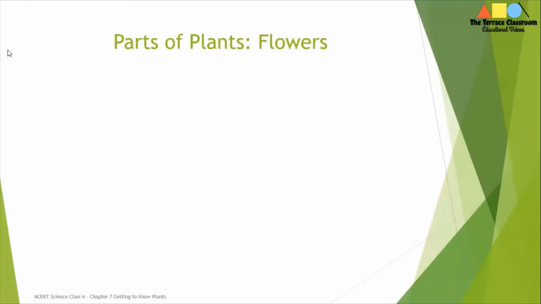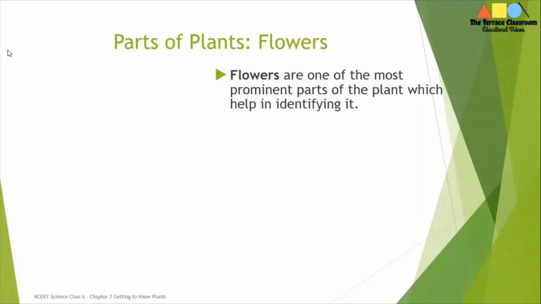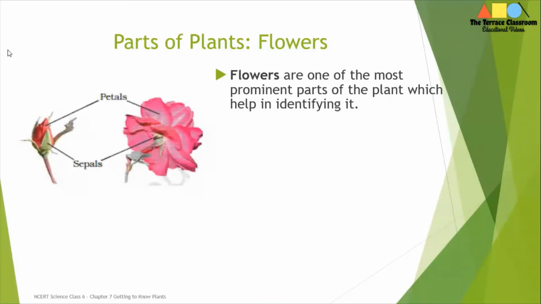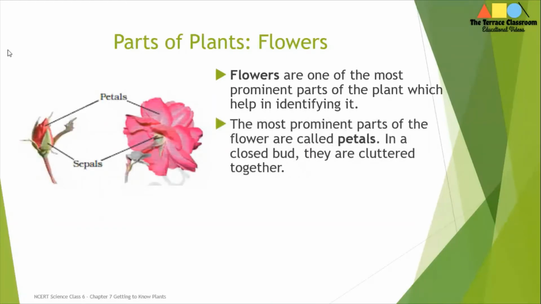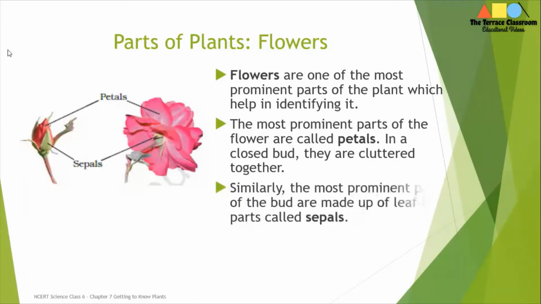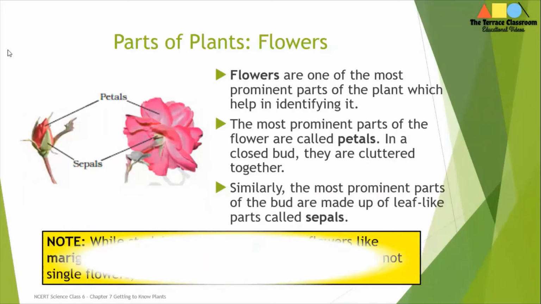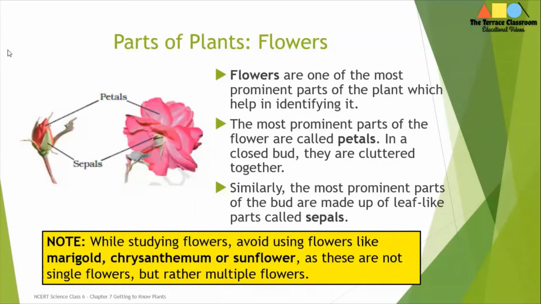Parts of plants: flowers. Flowers are one of the most prominent parts of the plant which help in identifying it. The most prominent parts of flowers are called petals. In a closed bud, they are clustered together. Similarly, the outermost parts of the bud are made up of leaf-like parts called sepals. Note: while studying flowers, avoid using flowers like marigold or chrysanthemum or sunflower, as these are not single flowers but rather multiple flowers.